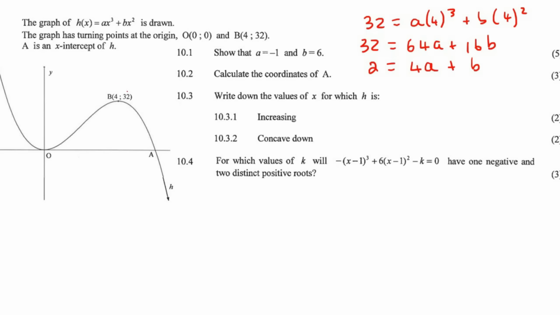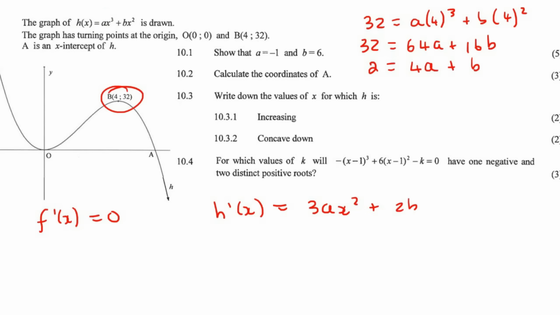The next thing I know is that this is also a turning point. Now, how do I normally find a turning point on a cubic graph? Well, to find a turning point, I normally make the first derivative equal to 0, right? That's how I find turning points or stationary points. So I'm going to take the first derivative of this function, which would give me 3ax squared, because I just multiplied this 3 to the front, plus 2bx. Okay, and I know that I make that equal to 0, and I know that the x value at that point is 4.